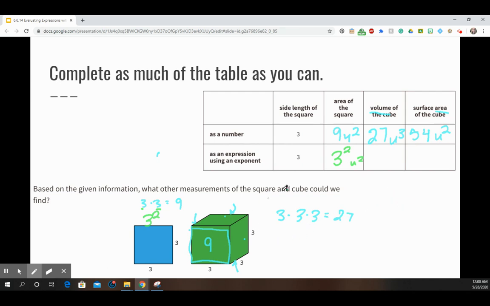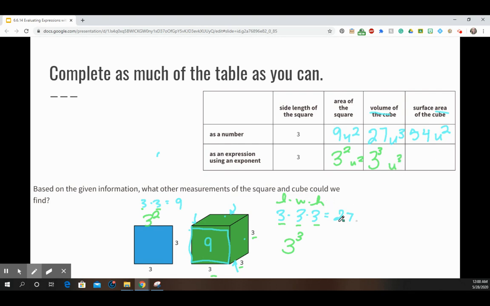Sorry. Okay, so now let's look at the volume of the cube. I have 3 3's, right? 1, 2, 3. Length times width times height that I'm multiplying. So I could write 3 to the power of 3. Now this only works because all the sides are the same, because it's a cube and a square. This won't always work. 3 cubed, units cubed again because I'm talking about volume.